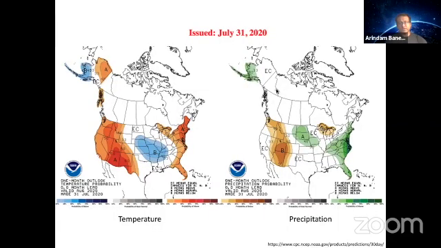The NOAA Climate Prediction Center issues forecasts. On the left-hand side is temperature, and on the right-hand side is precipitation. This was issued on July 31st, so it is a 30-day forecast for the month of August. If you focus on temperature, the red regions are where the forecast is expected to be above normal, and the more red it is, the higher the probability of being above normal. The bluish ones are going to be below normal, and EC means equal chances.